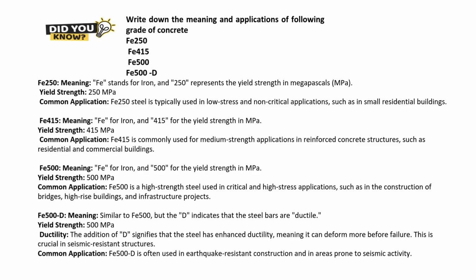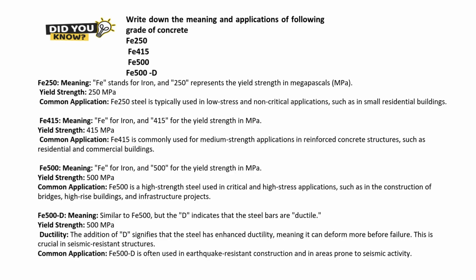Let's break down common steel grades used in construction. Fe 250. Fe means iron, and 250 is the yield strength 250 MPa. Used in low-stress work, like small homes or simple structures. Fe 415. Stronger than Fe 250, with 415 MPa yield strength.